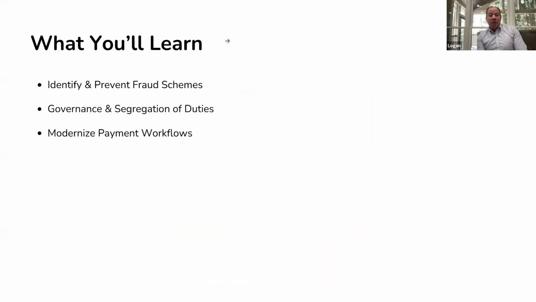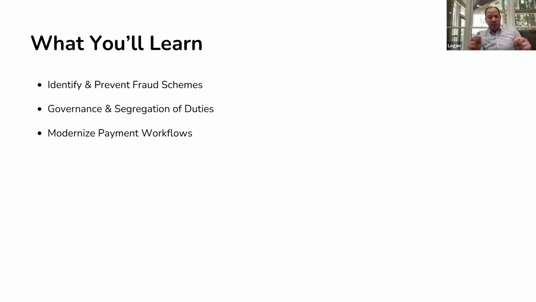Today, we've got a couple of items that we're going to really focus on, and we hope you come away with some meaningful learnings and some meaningful insights. We're going to talk about identifying and preventing fraud schemes. That is happening left and right. And we want to make sure that you're alert and know what to look for. We're going to talk about governance and segregation of duties and what that means for your nonprofit. And we're going to talk about modernizing your payment flows. That is an important part of reducing risk for your organization.